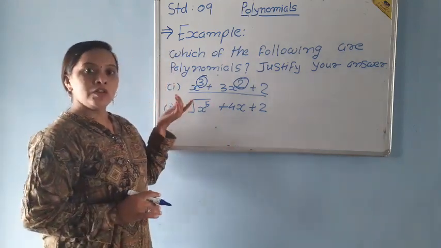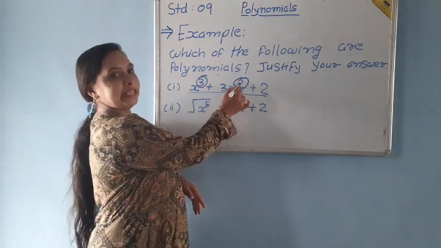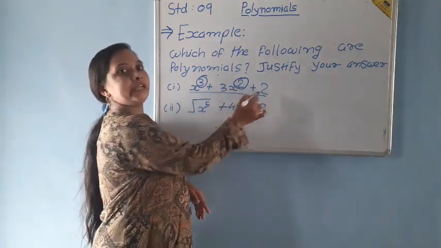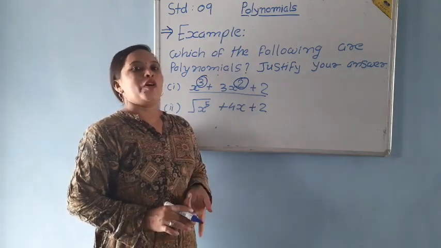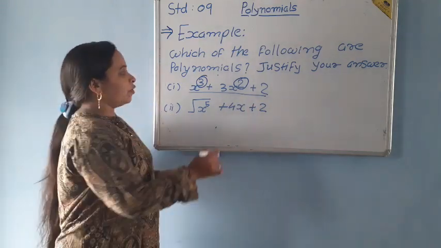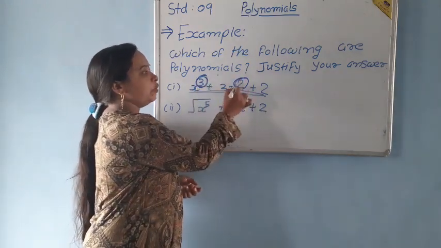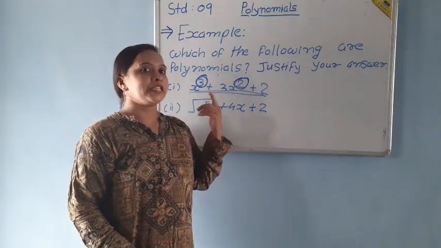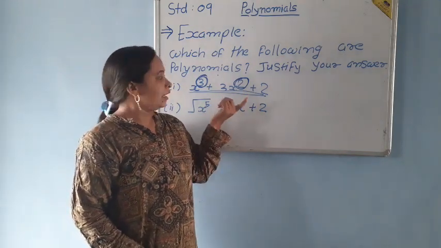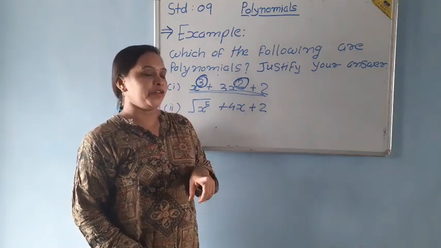So come to the first expression. x cube plus 3x square plus 2. Is it a polynomial? Yes, it is a polynomial. Why? Because here the variable x has a positive integer as a degree. That's why it is known as a polynomial.